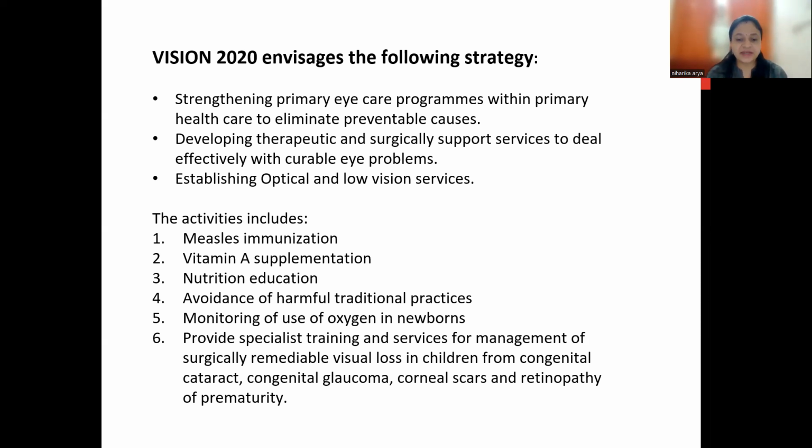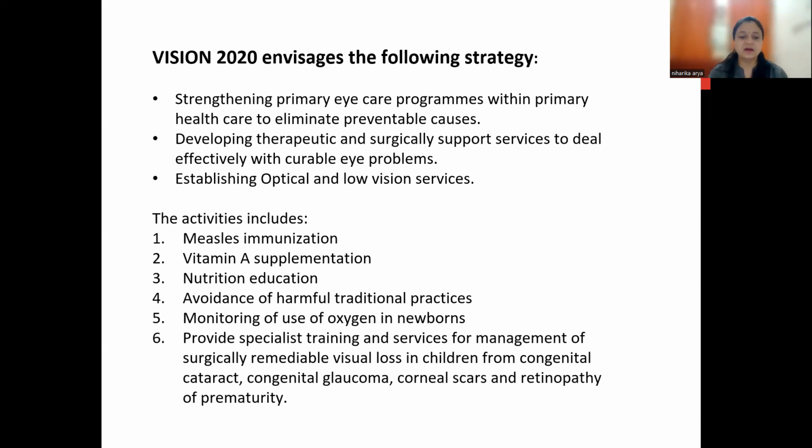Provide specialist training and services for the management of surgically remediable visual loss in children from congenital cataract, congenital glaucoma, corneal scar, and retinopathy of prematurity. These are the activities which help strengthen the primary eye care programs and eliminate the preventable causes.